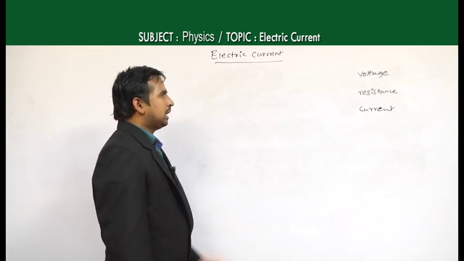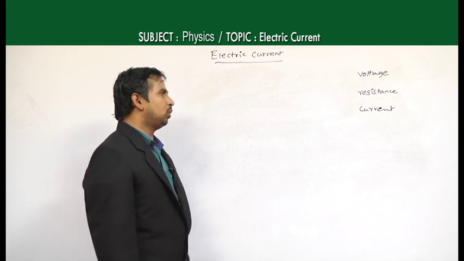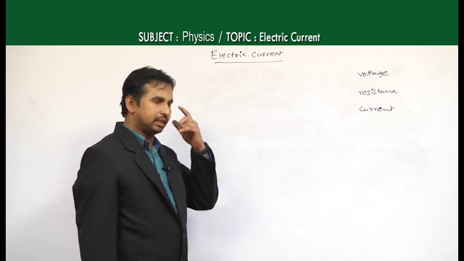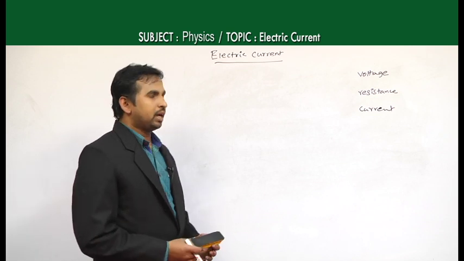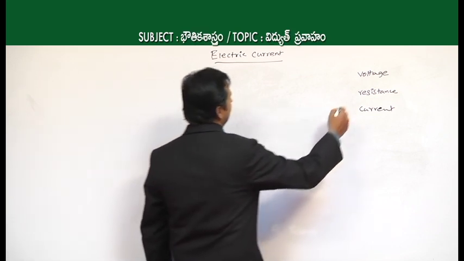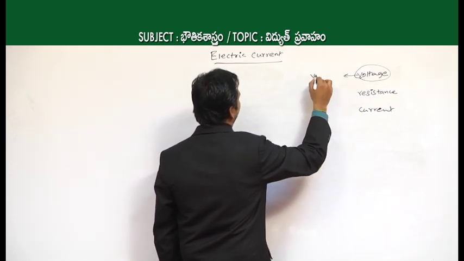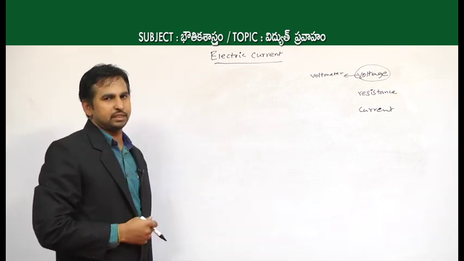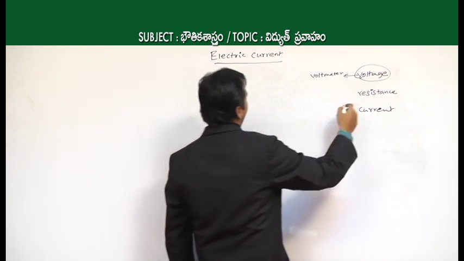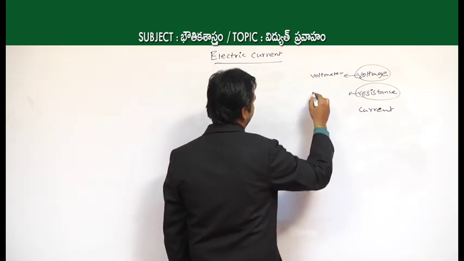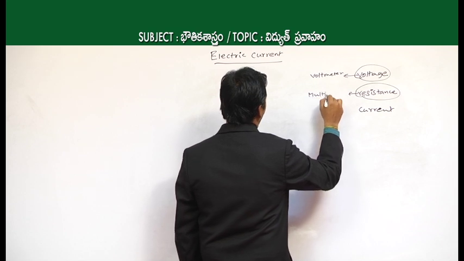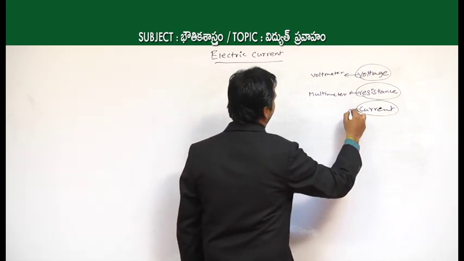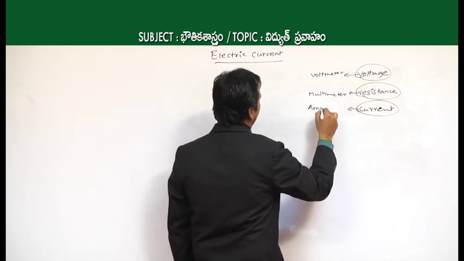The next case, other than the units, is how the questions come about the devices which are measuring the voltage, resistance and current. To measure the voltage we prefer a voltmeter, that is the device used to measure the voltage. When it comes to resistance, which is nothing but voltage by current, in most cases we prefer a multimeter. Whereas if you are measuring current, then current is measured by using an ammeter.